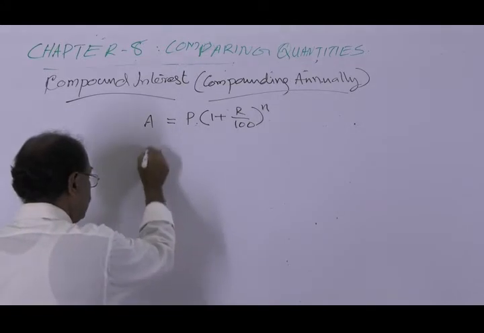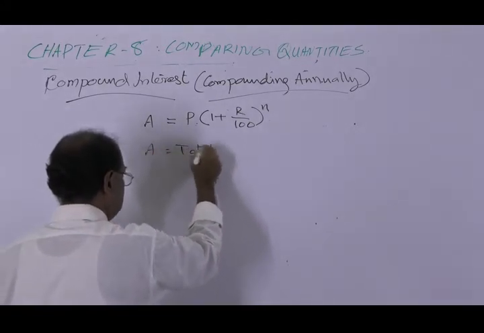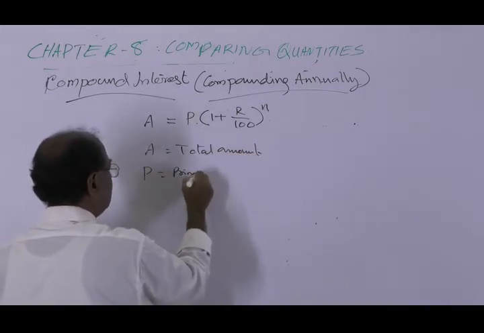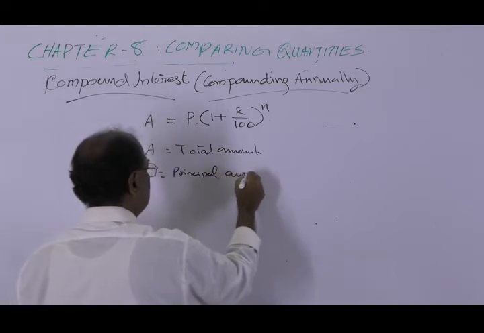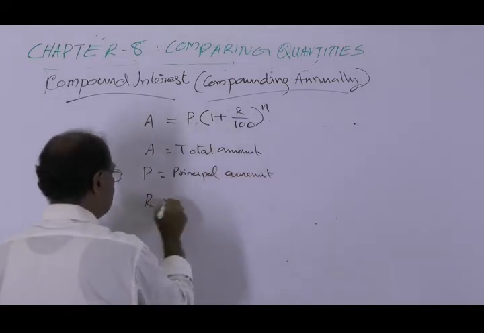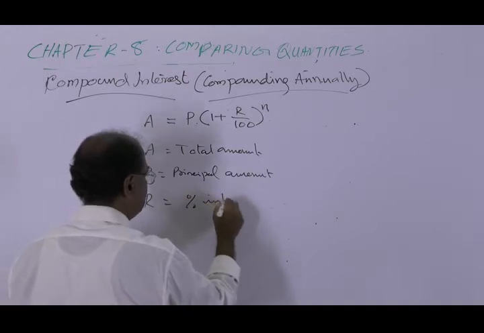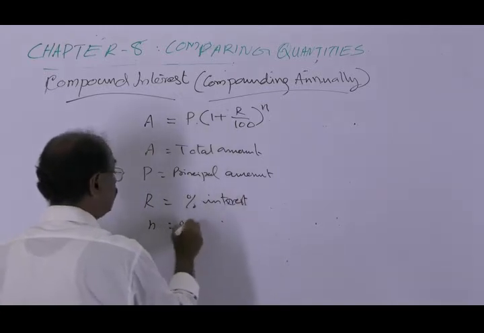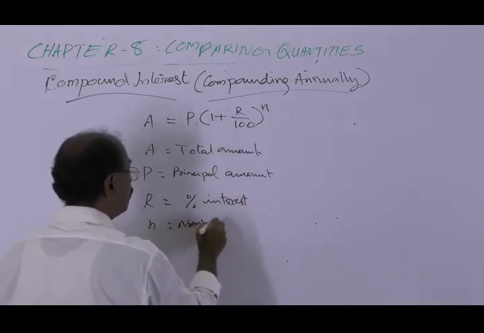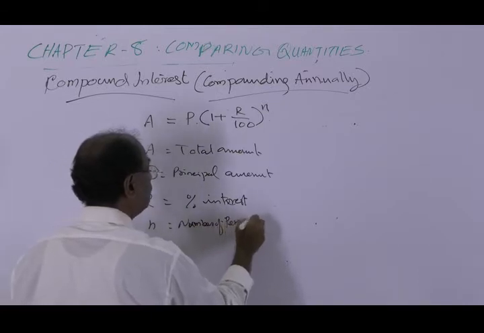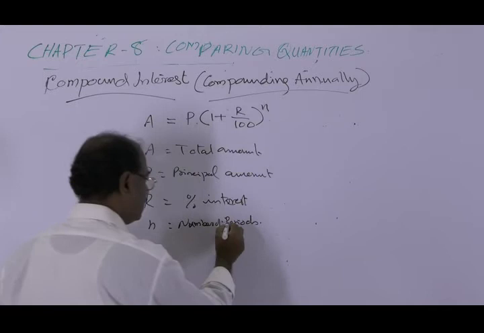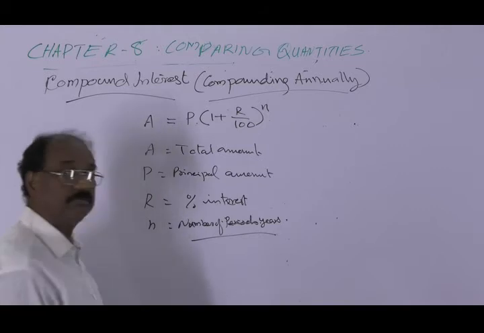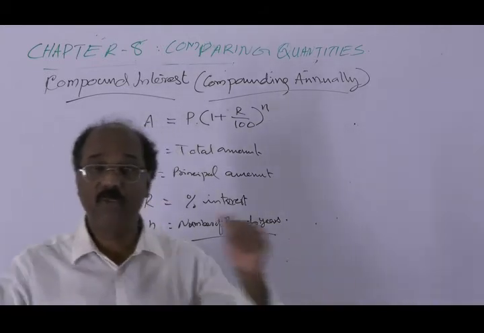That is, A equals the total amount, P equals the principal amount, R equals the percentage of interest, and N is equal to the number of periods, that is, the number of years here, annually calculating.